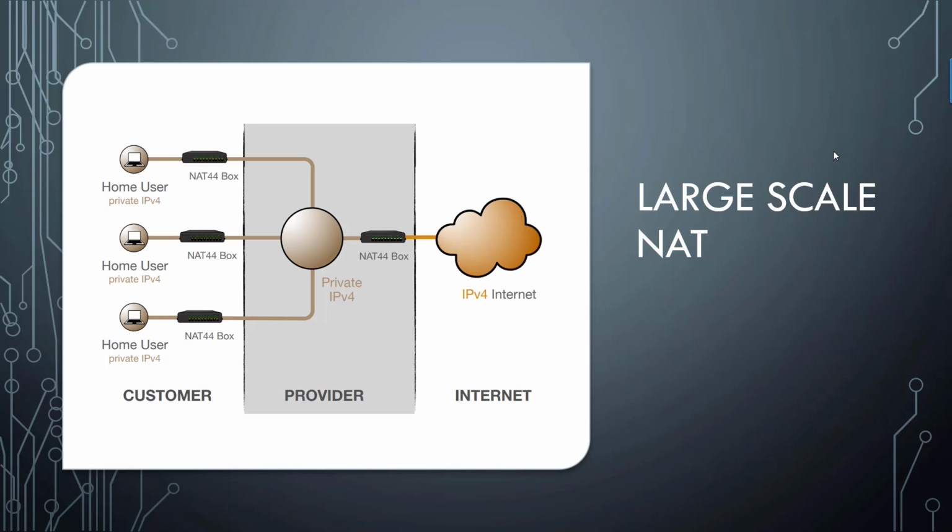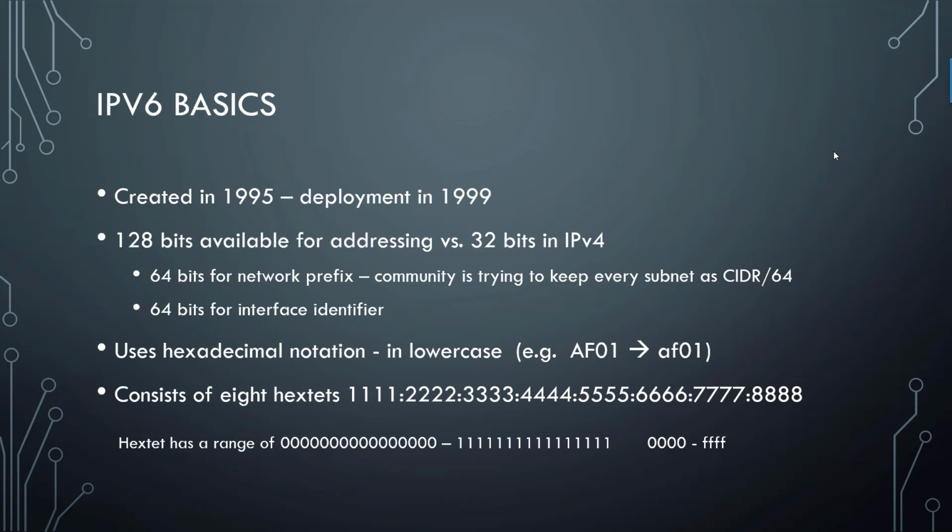This breaks the design of what IPv4 was all about, and we have learned from that. And so therefore, IPv6 was designed to not require NATs. IPv6 was created in 95. It started earlier than that, but it was formalized in 95. It was deployed in 99.